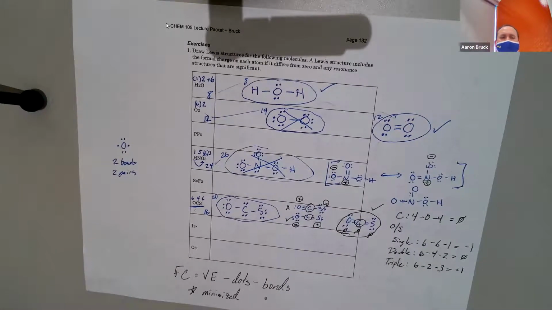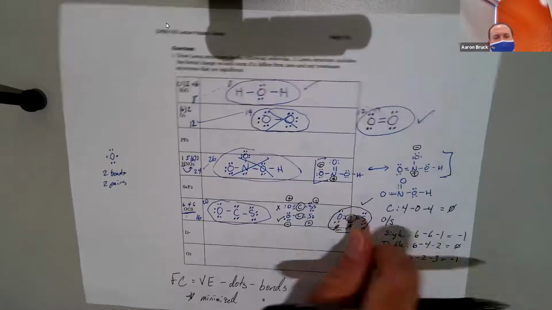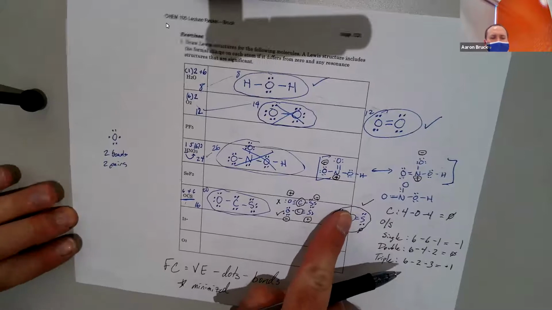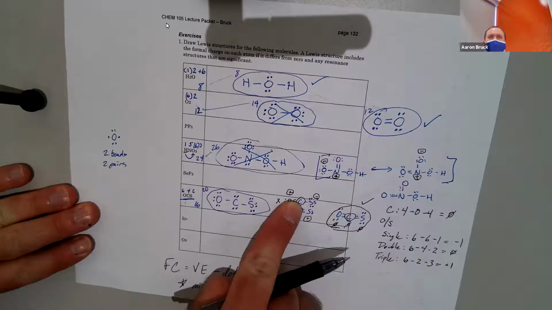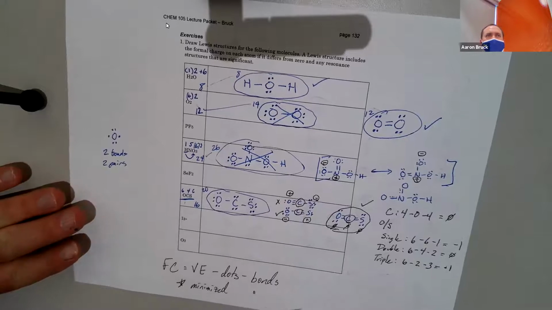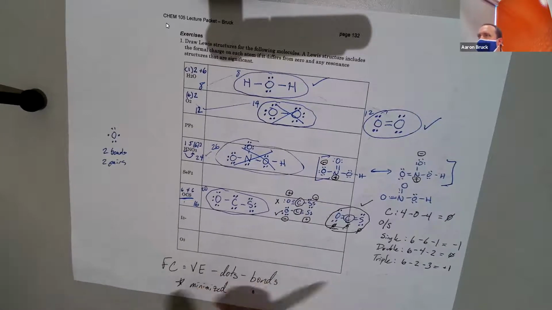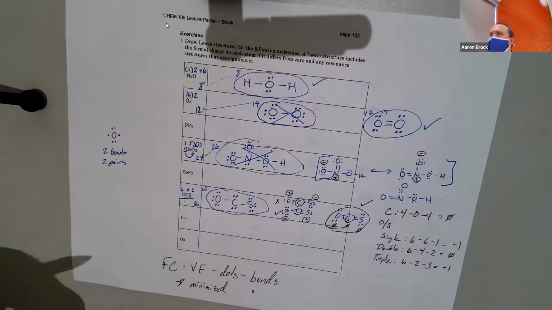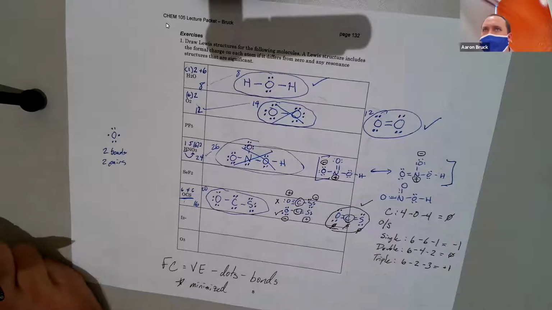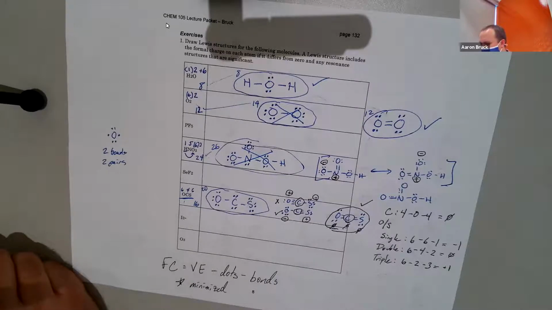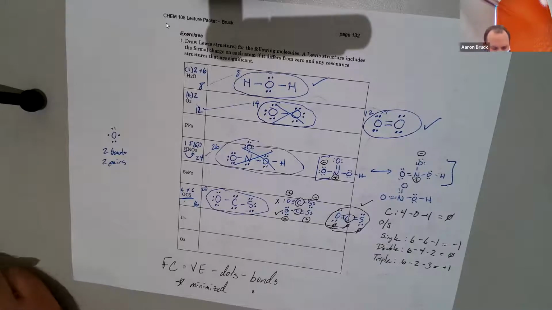Now, like I said, neither of them are correct. But if this one wasn't an option, we would still choose the bottom structure over this top one because of where the negative charge lies and the ability of that oxygen to stabilize that negative charge with its electronegativity. So any questions about OCS?